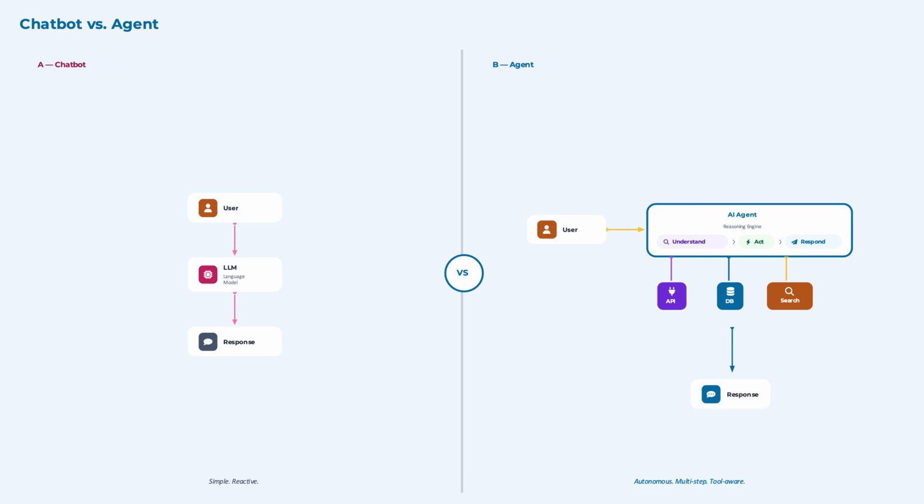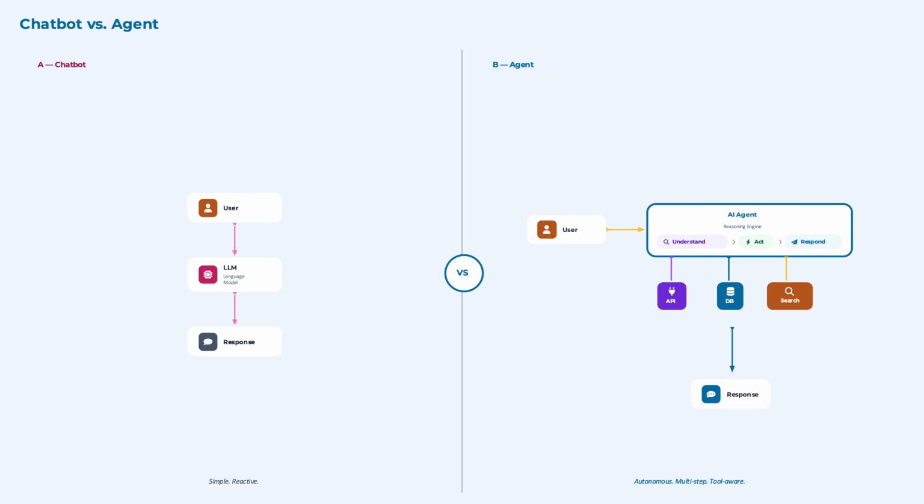So, is an AI agent just a chatbot? Not exactly. A chatbot might work like this. User asks a question. The LLM processes the question. The chatbot generates a response. For example, what is dependency injection? The chatbot understands the question and gives you an answer. That's it.